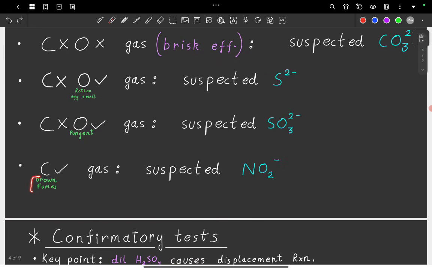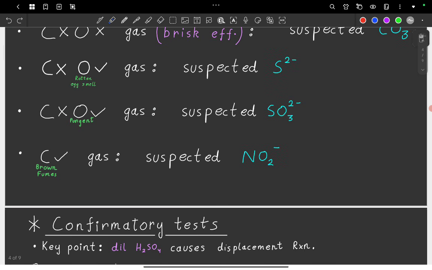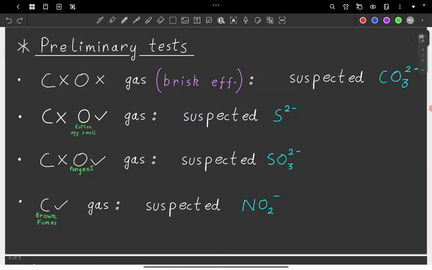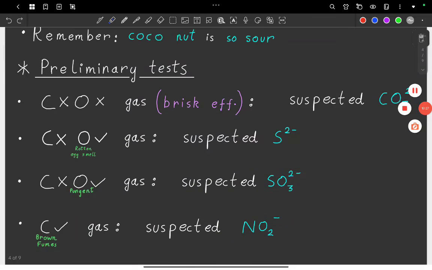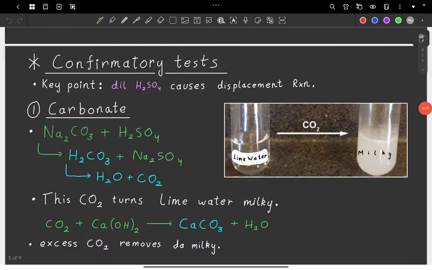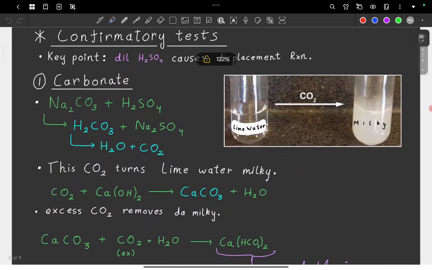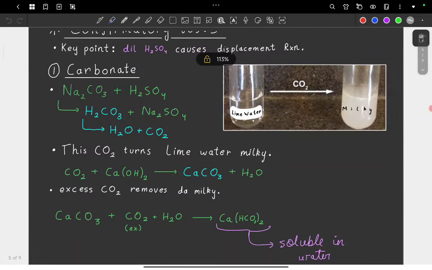And if there are brown fumes, which means that the brown color is not available, but damn, it's still not available. That makes me sad. But yeah, if there are brown fumes, that means that we have to start suspecting the nitrite ion. So that was it for the slide. Let's go ahead. Now let's learn the confirmatory tests.